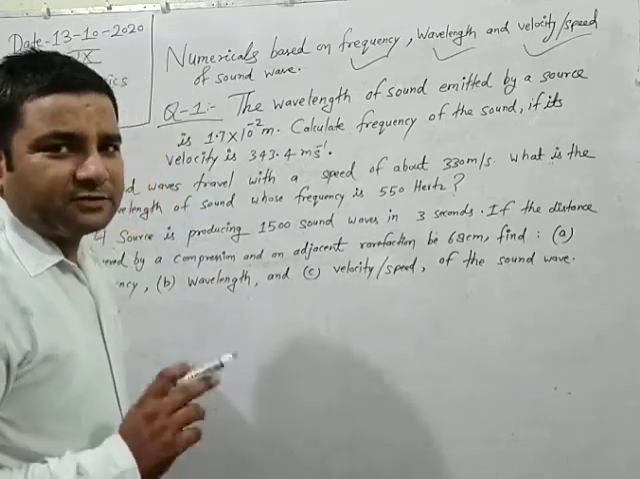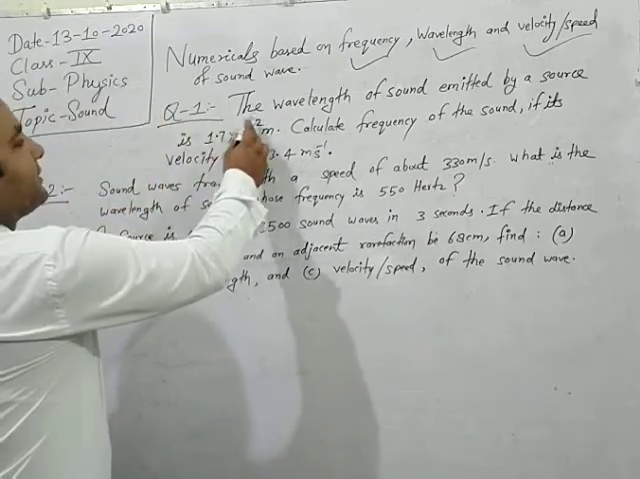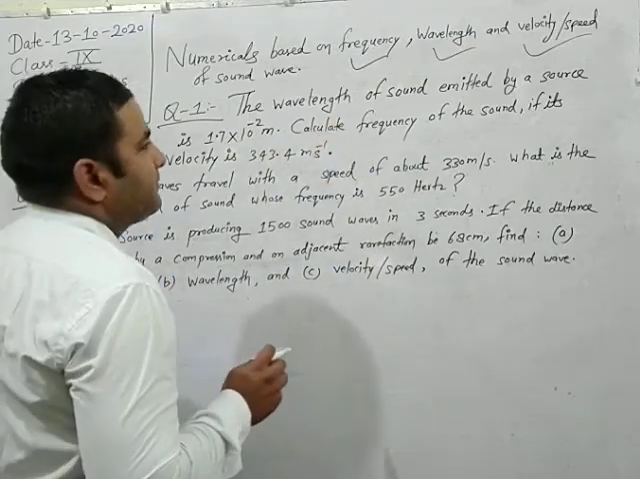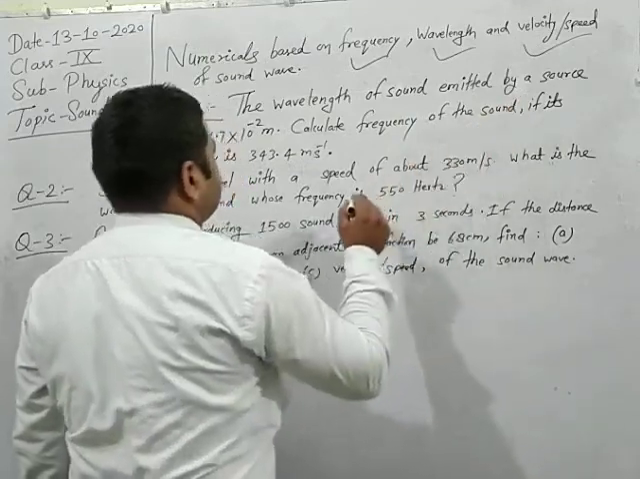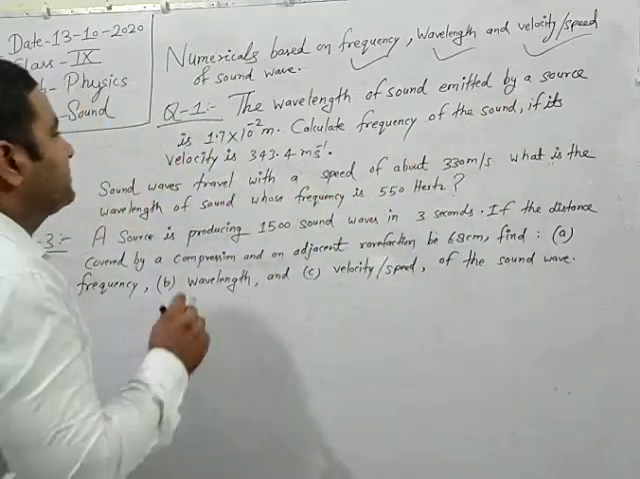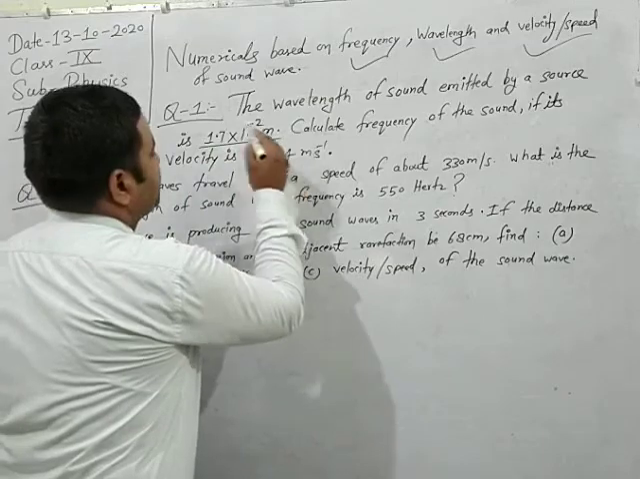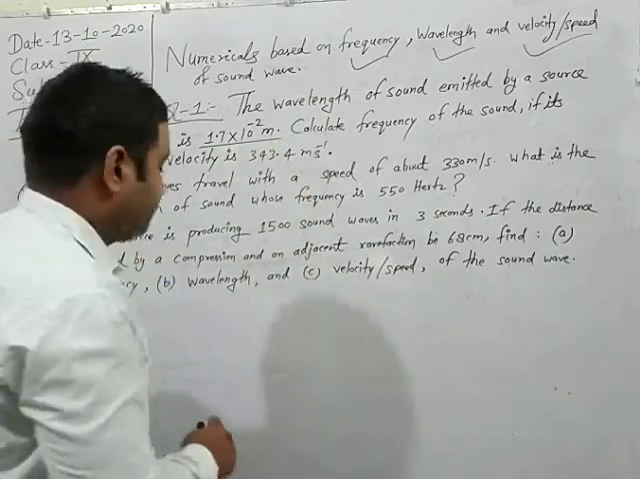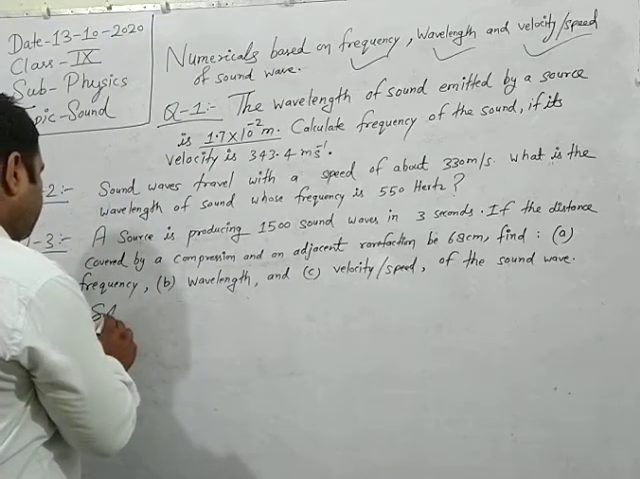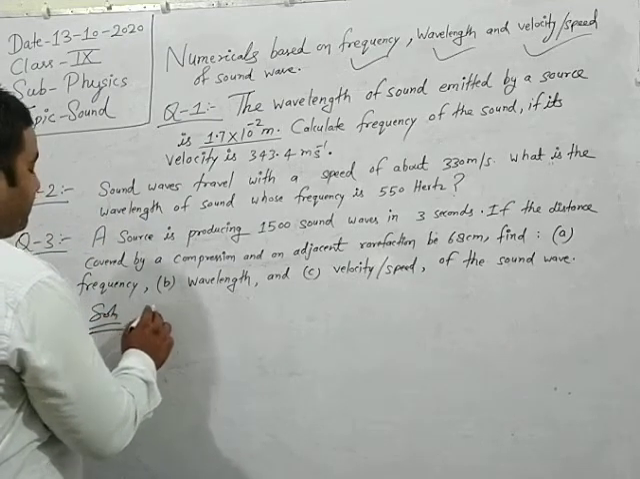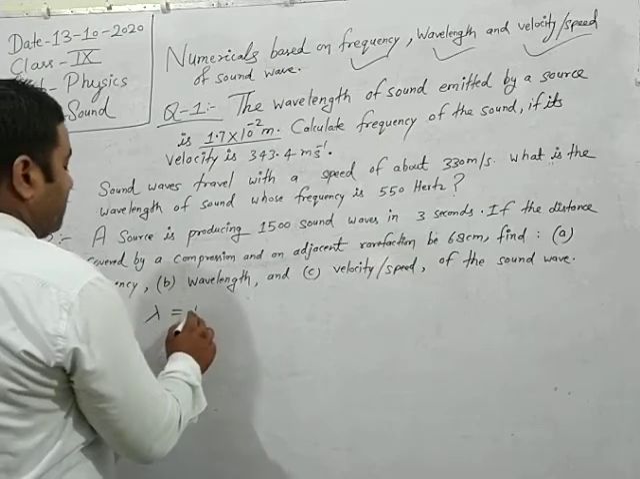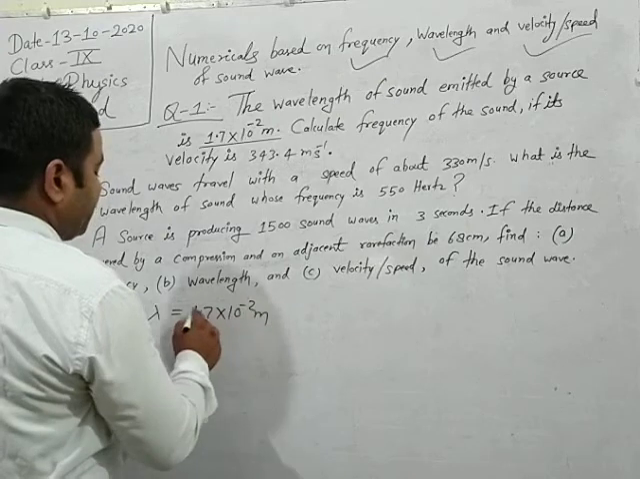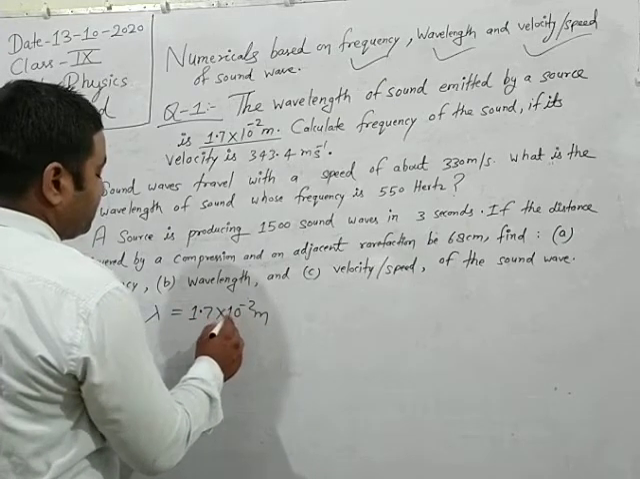Let's see the first numerical. The wavelength of sound emitted by a source is 1.7 into 10 power minus 2 meter. Wavelength is represented by lambda. So solution of first: lambda is equal to 1.7 into 10 power minus 2 meter. Clear? This is the wavelength.